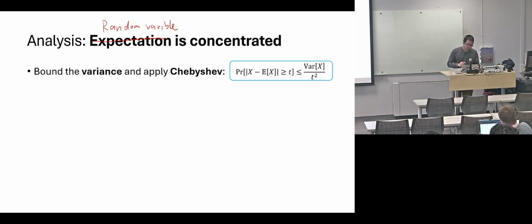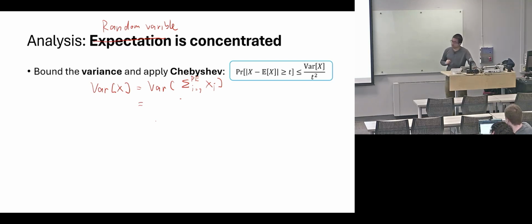But this is non-trivial, so I'm going to do it slowly. We need to compute the variance of X, right? And X is just a sum up to D of the Xi. Now I claim that we can do this: we can put the sum outside.